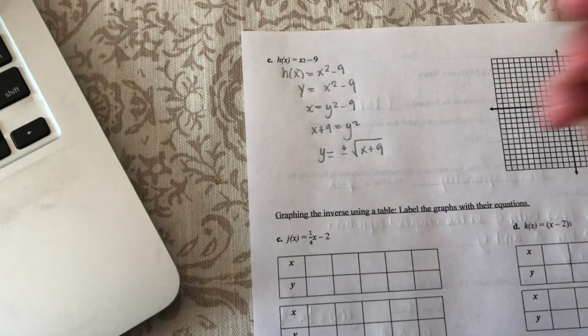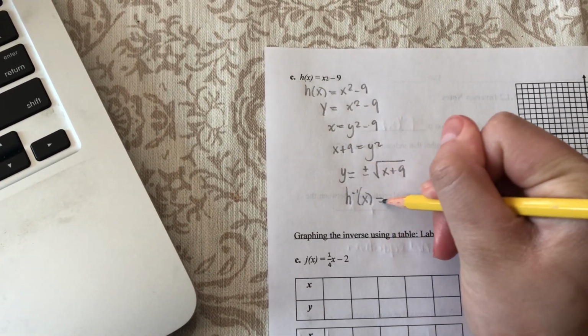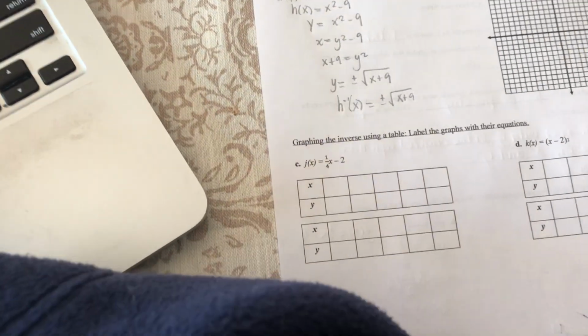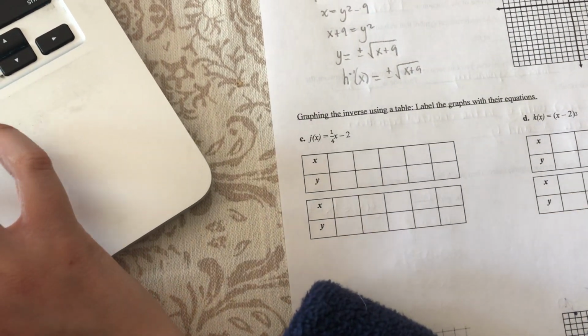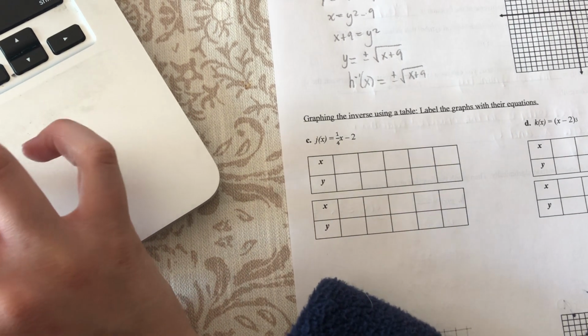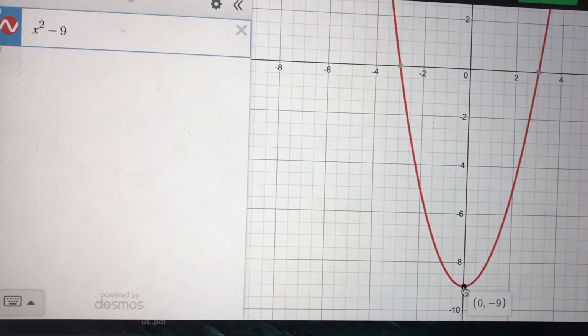And then we're going to convert back to the notation. So h to the negative 1 of x is plus or minus square root of x plus 9. I'm going to graph this one using my Desmos, so I can show you how I do that. X squared minus 9. And I'm just going to pick some points and connect the dots right here. So it looks like the vertex is at 0, negative 9.